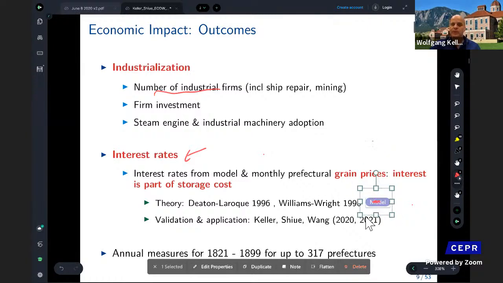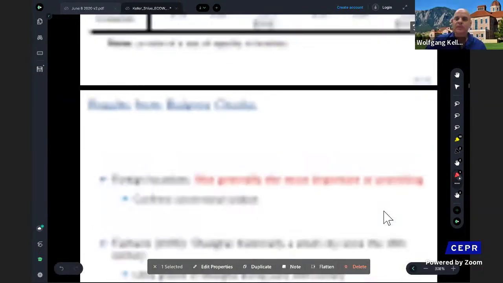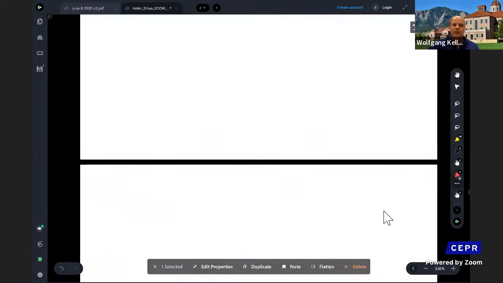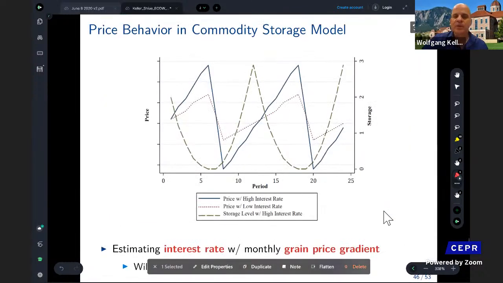and proceed here. So the interest rates come from a model of storage together with high frequency grain prices. So the estimation framework for an analysis is, let me just give you the model by doing it the old-fashioned way of jumping down here. Okay, so here's the model of price behavior of a commodity storage model. We have here two price series from an equilibrium commodity storage model that are shown in this graph here.